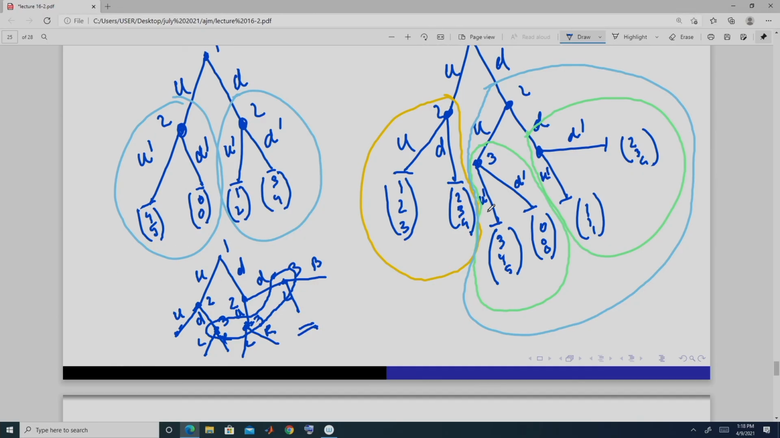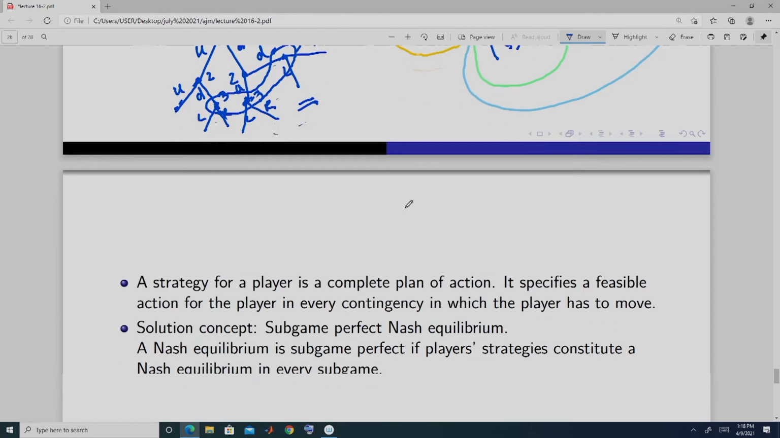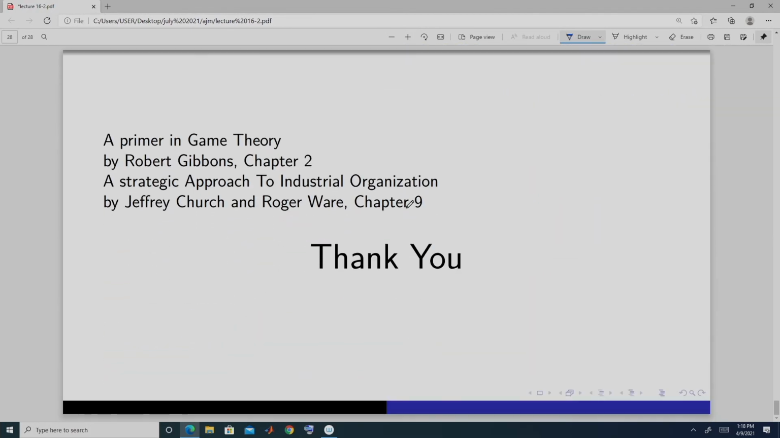Okay, so this is the way we define the subgame, and then we will use the concept of subgame perfect Nash equilibrium, and that we will do in the next class. Okay, so thank you, and for this you can read chapter 2 or chapter 9 from this book.